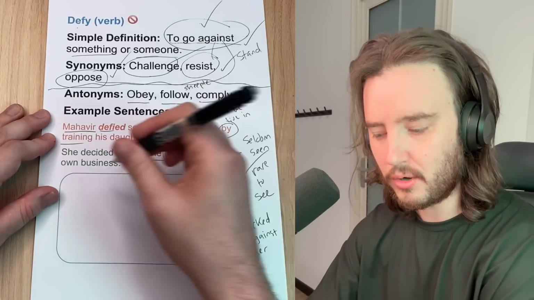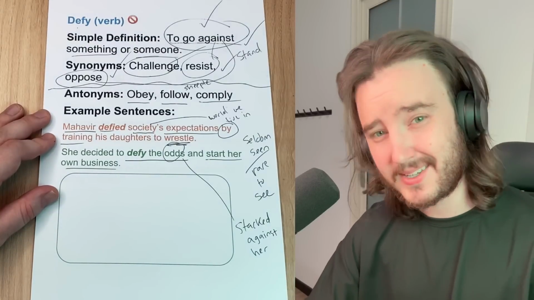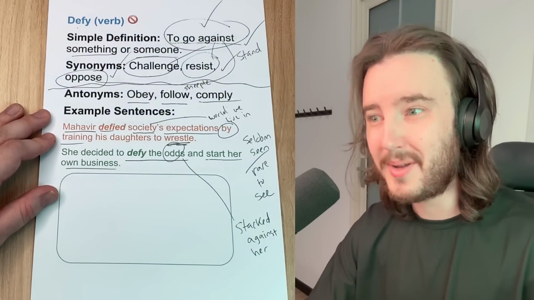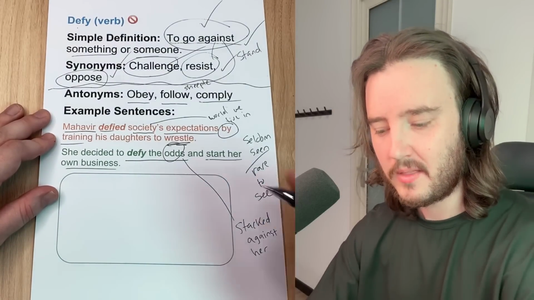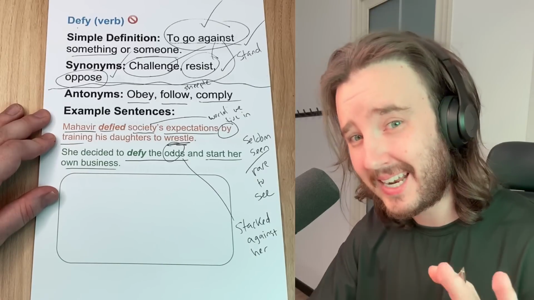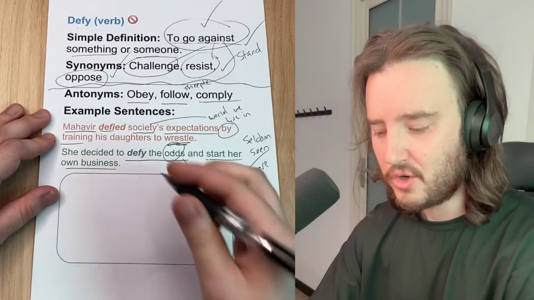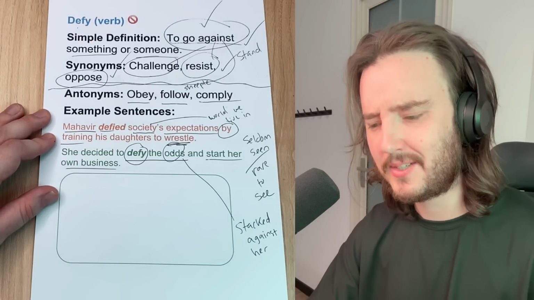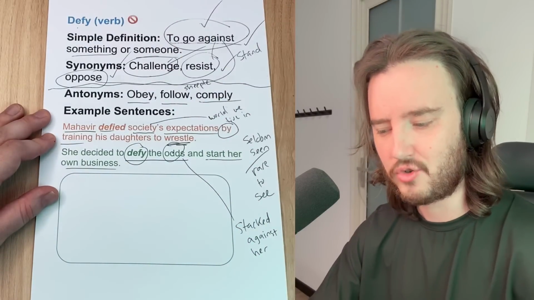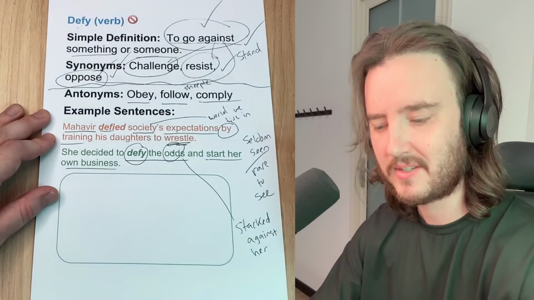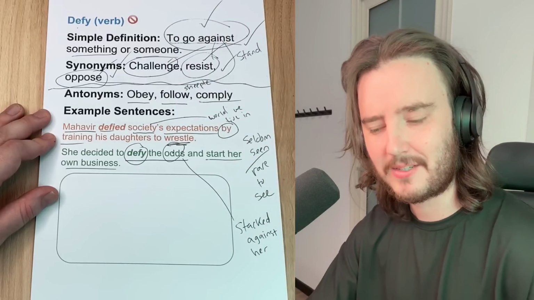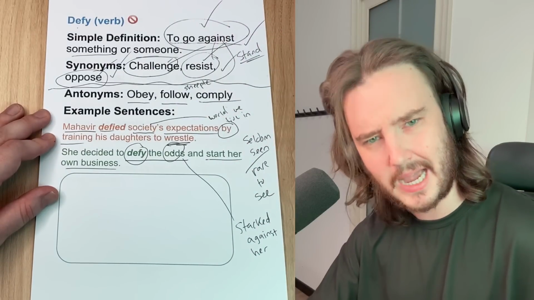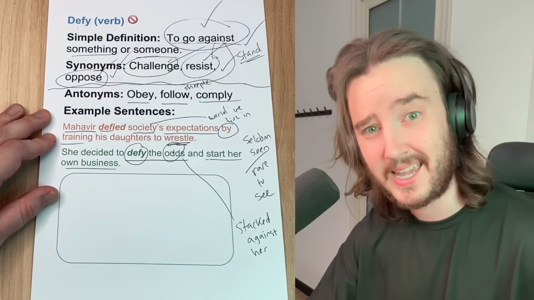She wants to start her own business. Well, sorry to tell you this, most new businesses fail. So the odds are against her. It's not looking good. But she decides to defy these odds, these chances. She's going to challenge these chances, oppose these chances, resist these chances. She's going to stand up and say, I'm going to start my own business anyway.